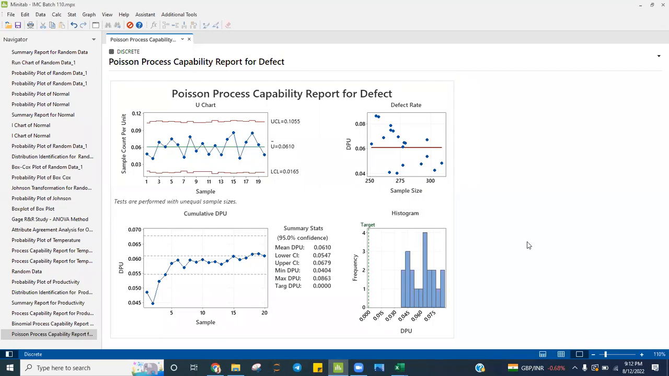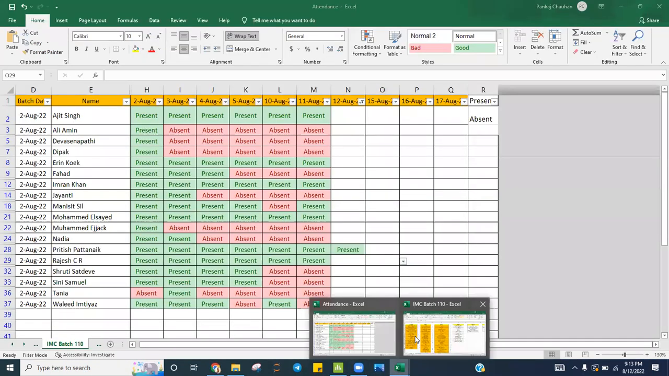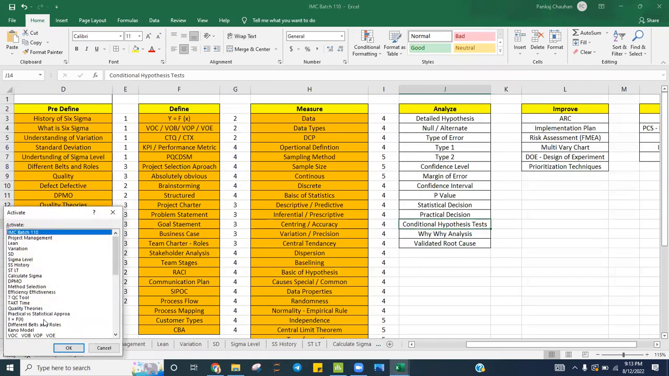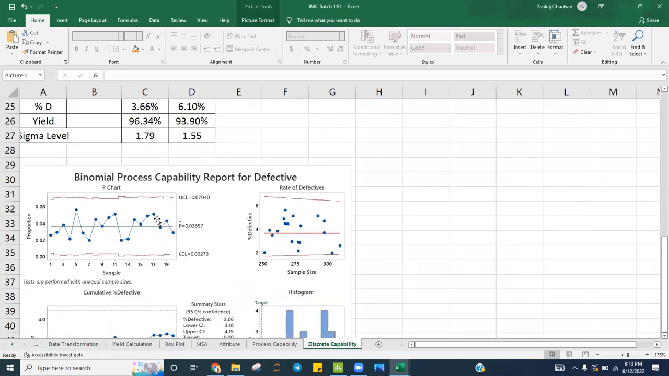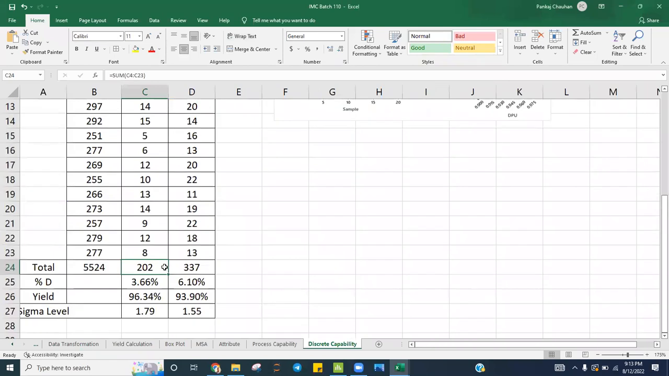Pankaj, I have one question. We are calculating in Excel. So how will we get this in the final assessment or exam? In the final assessment, you may get a question like this: you have the total production and the defects given. What is your capability in terms of the sigma level?